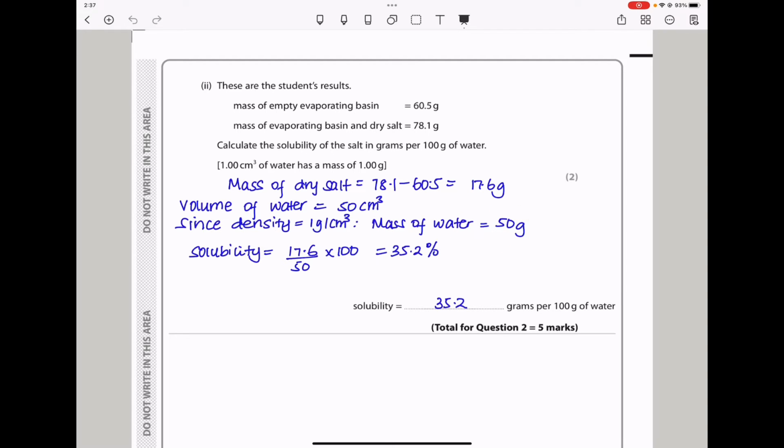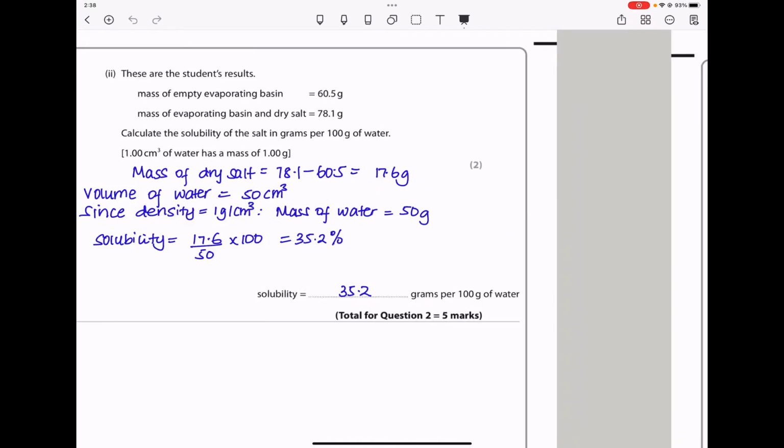So solubility is going to be the mass of the dry salt divided by the mass of water times 100, giving us 35.2. Here we multiply by 100 because it has to be per 100 grams. If this is in 50, it means twice of this is going to be in 100. That is why it's the same as multiplying by 2. So this brings us to the end of question 2. Let's continue to question 3.